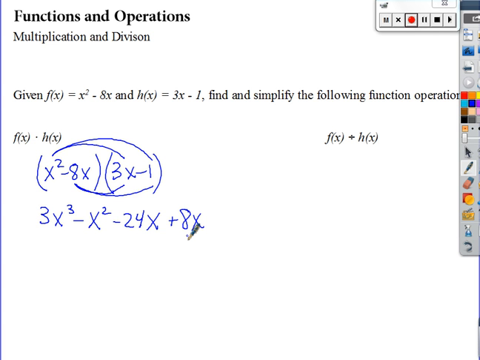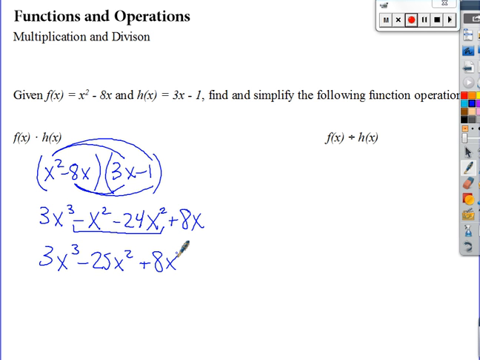Finally, I combine the like terms that I have and simplify. So 3x cubed minus 25x squared, because these are the only two like terms. And finally, plus 8x, and I'm finished.